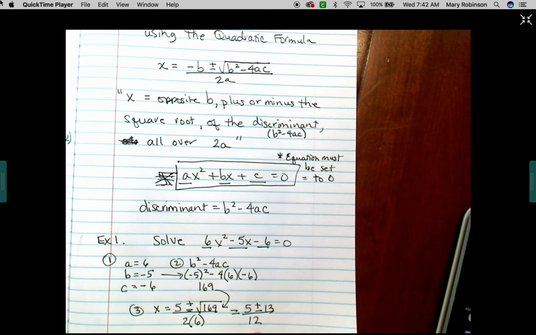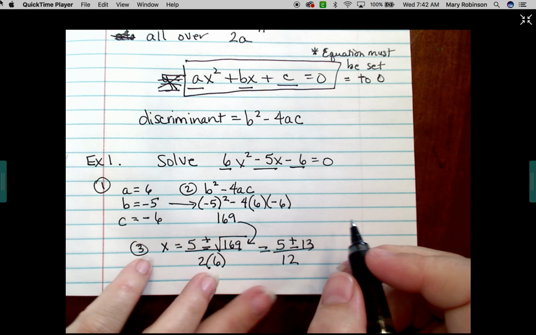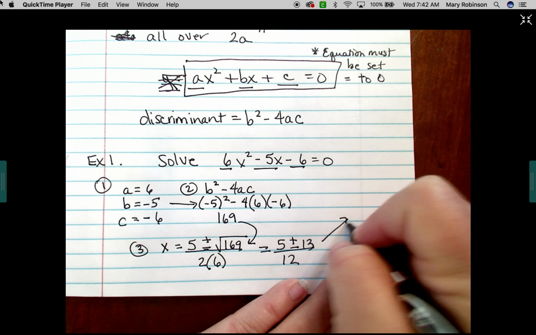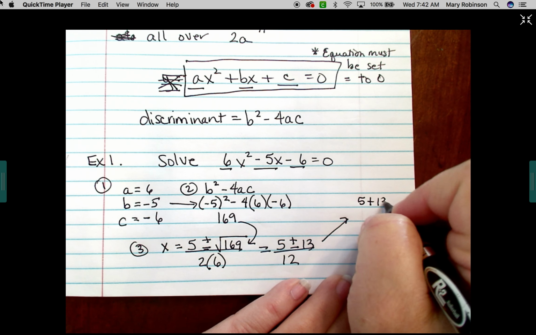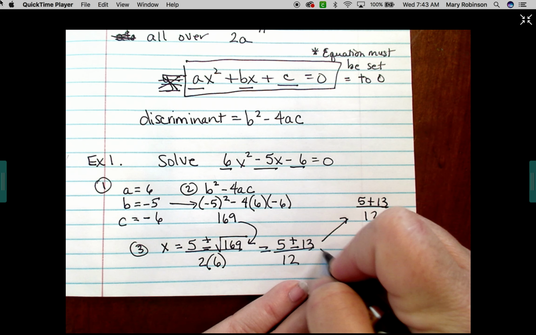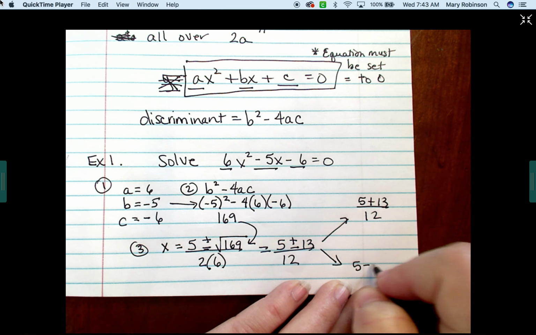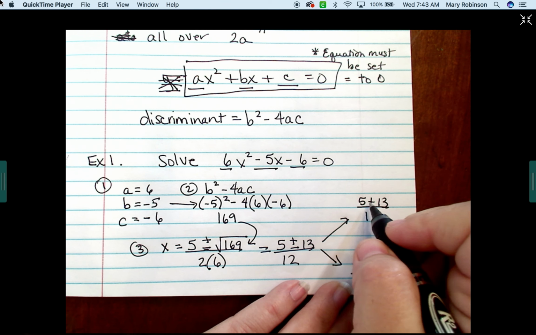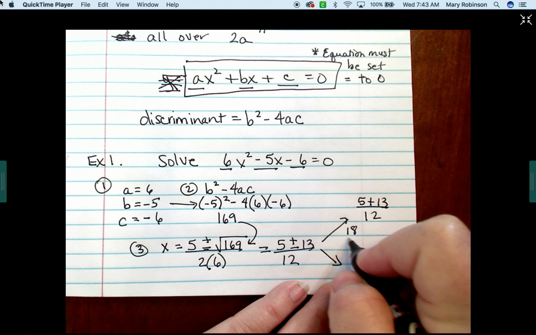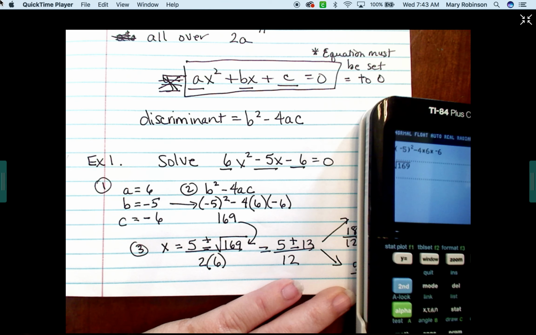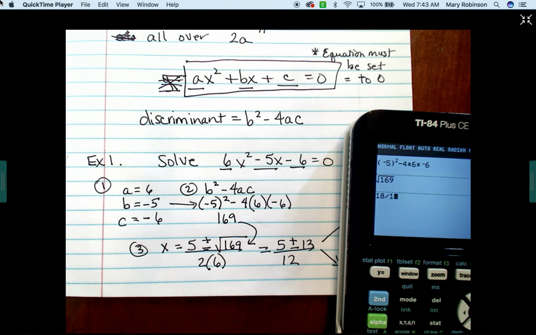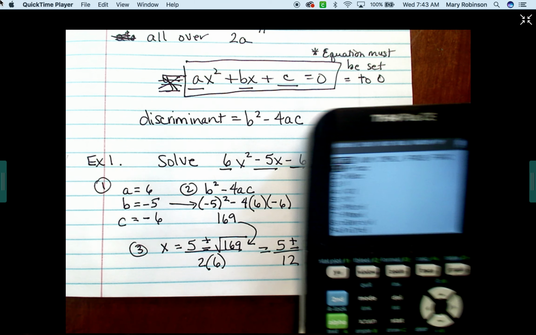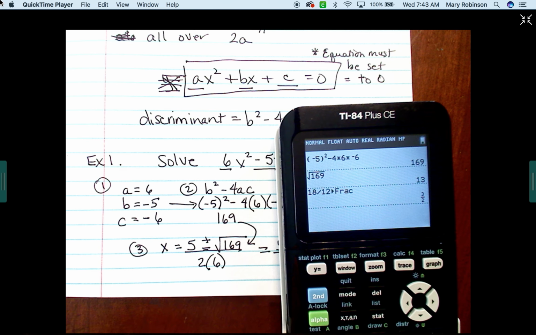Now, the important thing to understand about what you have now is there are 2 solutions. One of them is 5 plus 13 over 12, and the other one is 5 minus 13 over 12. Well, if I simplify 5 plus 13, I get 18 over 12. And in fact, if you want to take 18 over 12 and just type it in your calculator and hit math, enter, enter. And I'll show you how to do that on the Graphing X app as well.